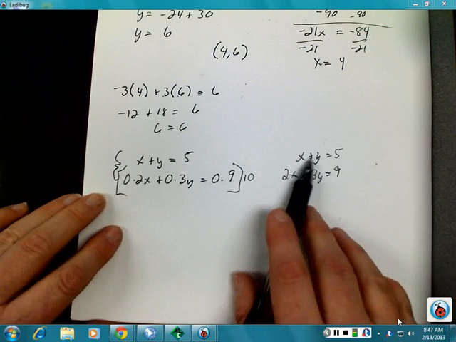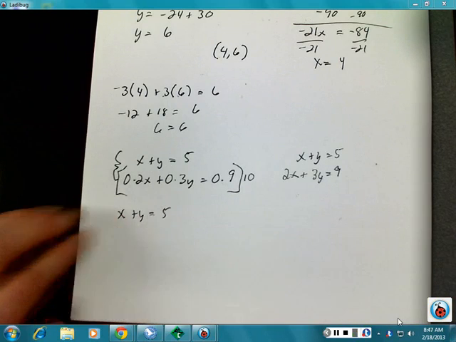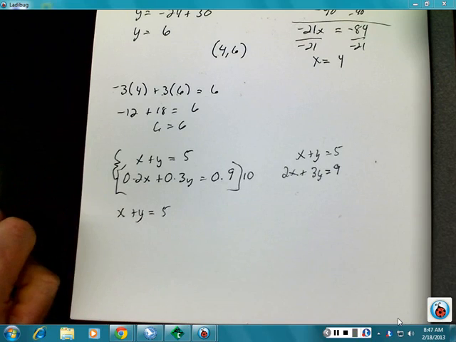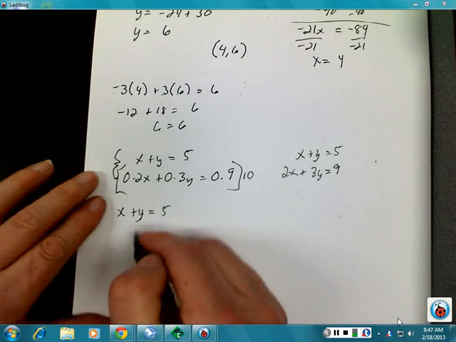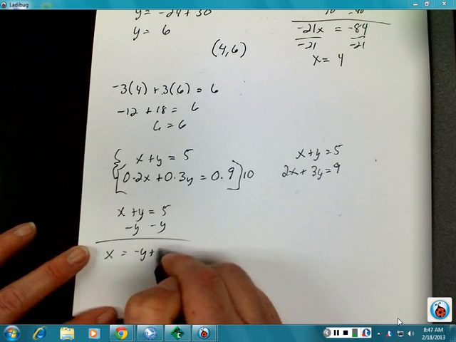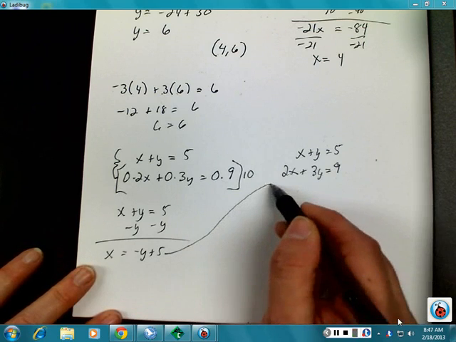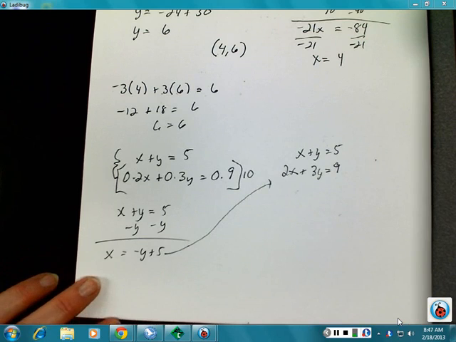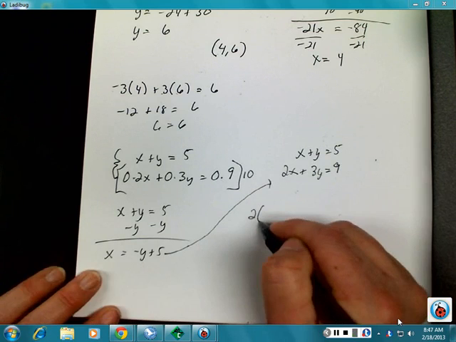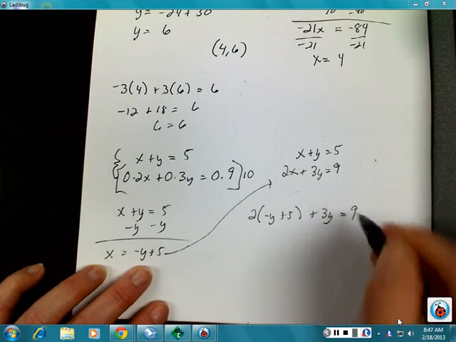So then if I take x plus y equals 5 and solve for one of the letters, which letter do you want to solve for? This one doesn't really make a difference. Let's do x. Minus y. We haven't solved for x, but it works the same way. x equals a negative y plus 5. Then take this and plug it into that one for x. So now I can take 2 times a negative y plus 5, plus 3y equals 9.